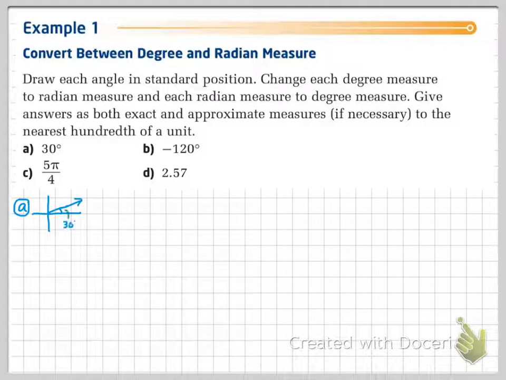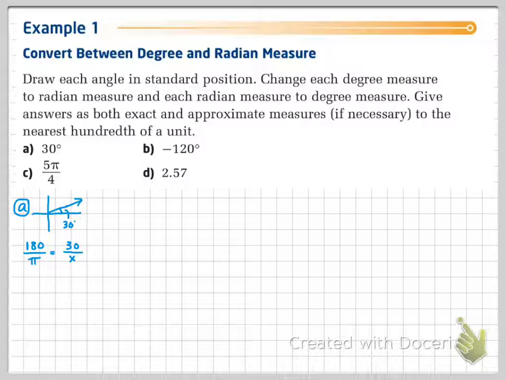In example 1, let's look at this angle. It says to draw each angle in standard position. The first one's 30 degrees. Change each degree measure to radian measure, and each radian measure to degree measure, and give answers in both exact and approximate measures if necessary to the nearest hundredth of a unit.